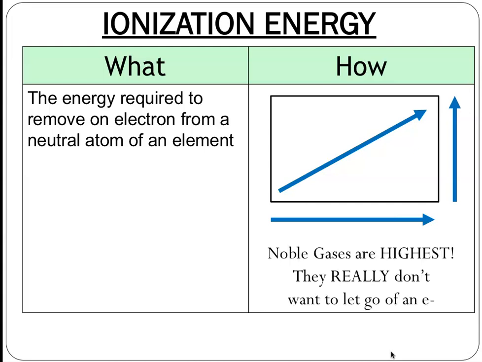We know noble gases are actually the highest, but again, they have 8 valence electrons. They don't want to gain any. They don't want to lose any. They don't care. Just leave them alone. They're fine. They're happy. They're stable.